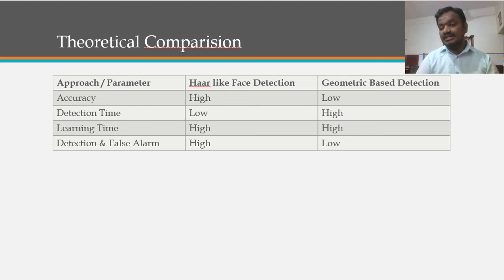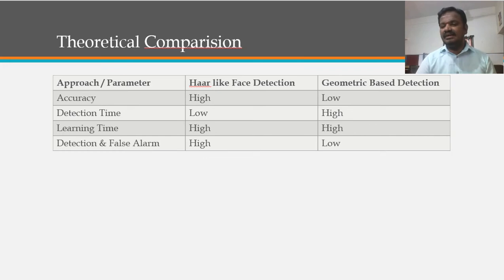With respect to false alarms, Haar-like face detection will not give false alarms; it will give more accuracy, and the correct alarming will be higher. The geometric approach will perform a little lower, and it can give more false alarms.